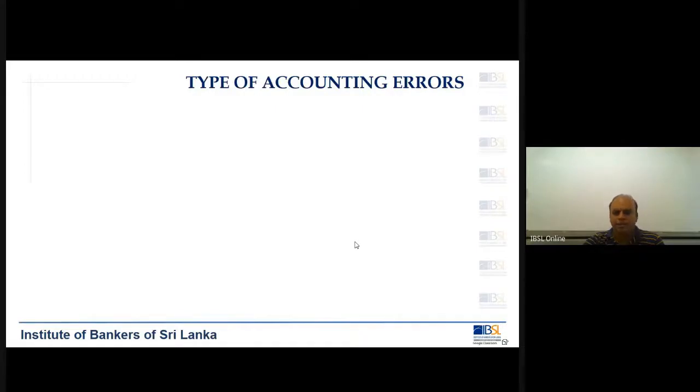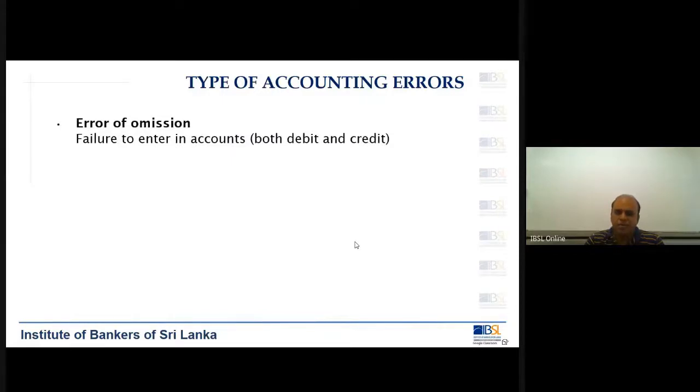Next set of errors. Error of omission. Earlier we learned error of commission. Now it is error of omission. What does this mean? Failure to enter in accounts. This is something like you forgot to enter the transaction, both the debit and the credit. So very straightforward. You have omitted a transaction. Omission means you have omitted a particular transaction. That is another type of accounting error.